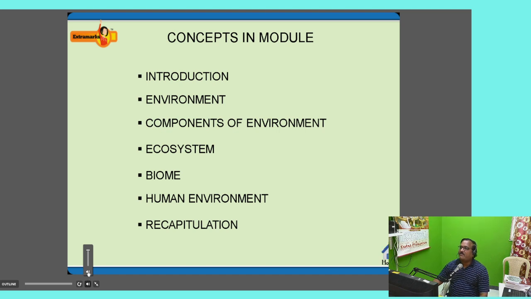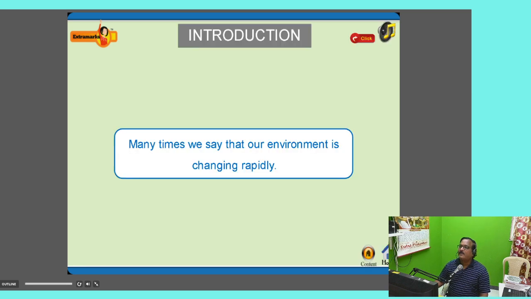So, this is environment topic, right? So, what is our environment? Components of environment, ecosystem, human environment, recapitulation. These are the things we are going to learn today. Okay, so we always say that environment is changing very rapidly, right?